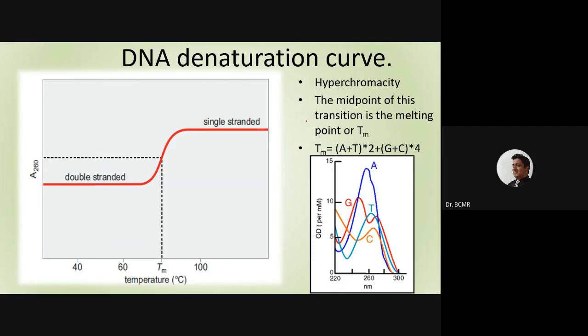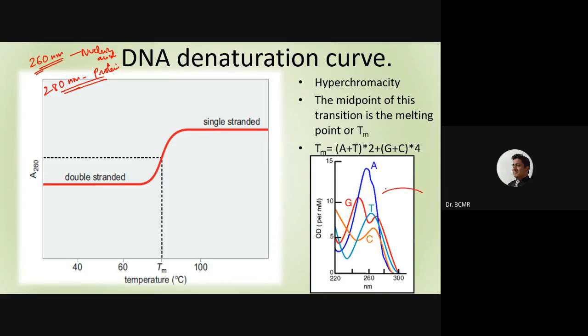The first thing you should all know is DNA or nucleic acids absorb at 260 nanometers. Okay, why do they absorb? Usually that is an assignment question. Why do nucleic acids absorb maximum at 260 nanometers? And for your information, this is for nucleic acids, and proteins would absorb at 280 nanometers. Okay, remember that. 260 for nucleic acids, 280 for proteins. That's where the absorption is maximum.